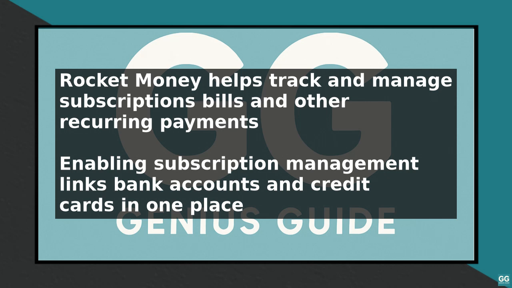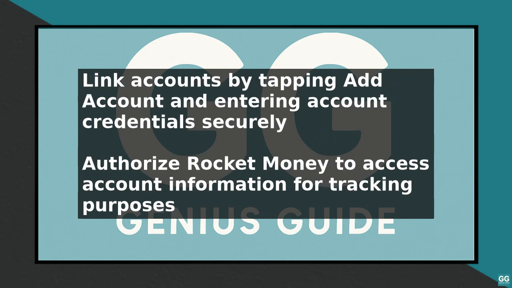Once your accounts are linked, Rocket Money will begin to track your subscriptions and display them in the app. You can view a list of all your active subscriptions, including the subscription name, billing date, and amount. You can also filter your subscriptions by category, such as music, video, or software.